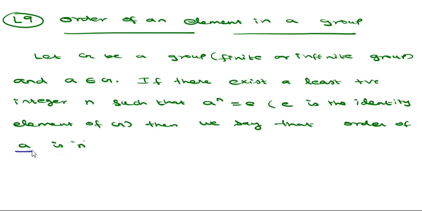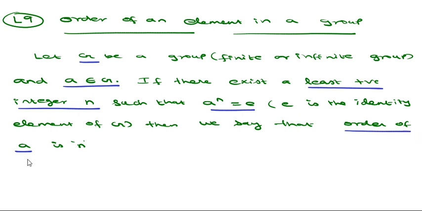So a is the element. Here G is a group and a is an element in G. If there exists a least positive integer n such that a power n equal to e, then we say that order of a is n, and denoted by order of a equal to n. So the integer should be a least positive integer. So we will see an example.